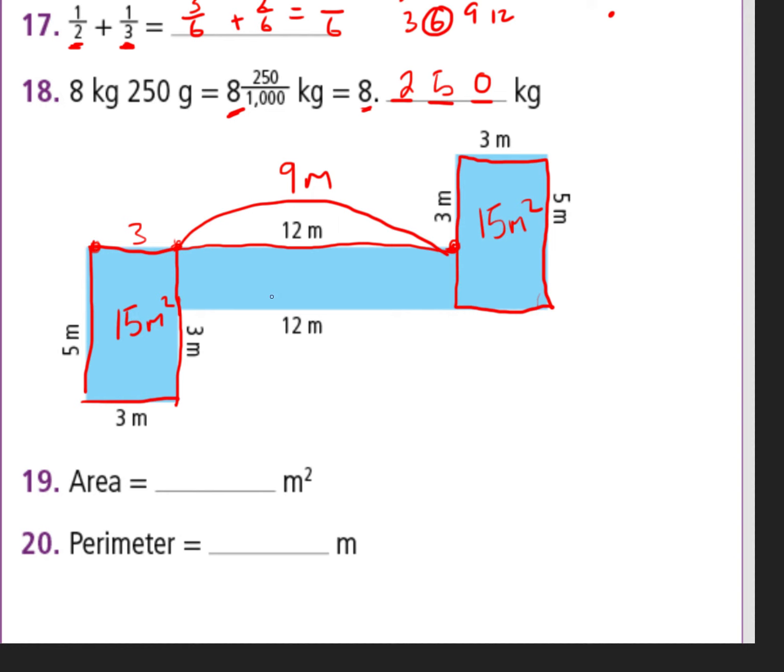And to get the distance from here to here, well, we know this is 5 and this is 3, so 5 take away that 3 leaves us with 2. Okay, from here to here is 2 meters. So this area in the middle here is 9 multiplied by 2, it's 18 meters squared. So the area for this shape is going to be 15 meters squared plus 15 meters squared plus 18 meters squared. If you add those 3 up, that's going to give you the area for that shape.